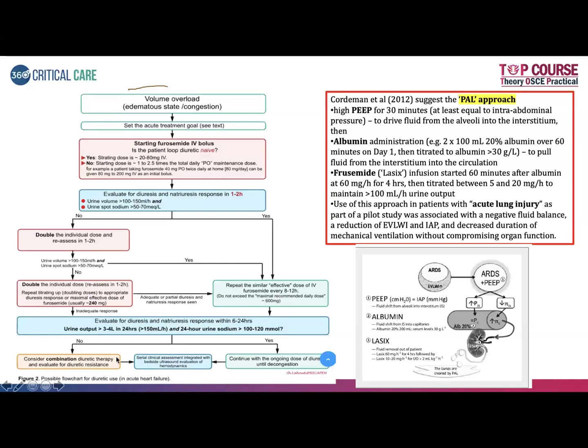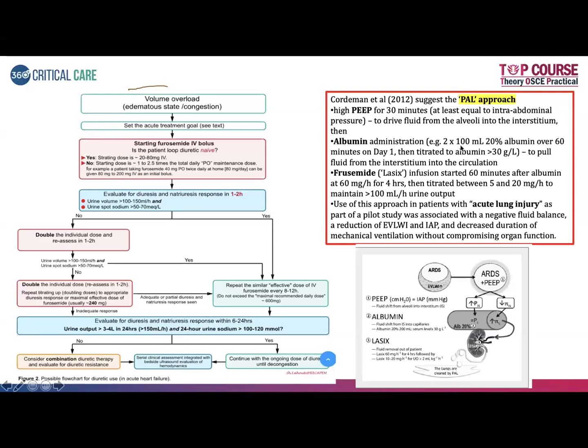Target a negative balance until your goals are achieved, okay? The other method is the PAL approach, defined by Cordemans et al. in 2012. The PAL approach is keeping a high PEEP for 30 minutes, equivalent to the intra-abdominal pressure, and then giving albumin.